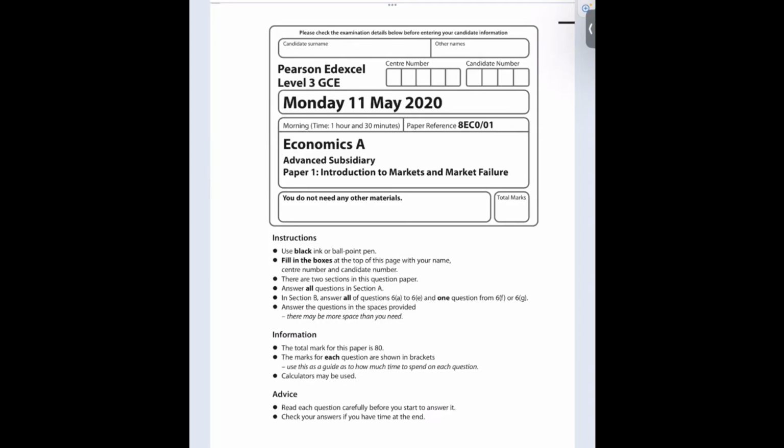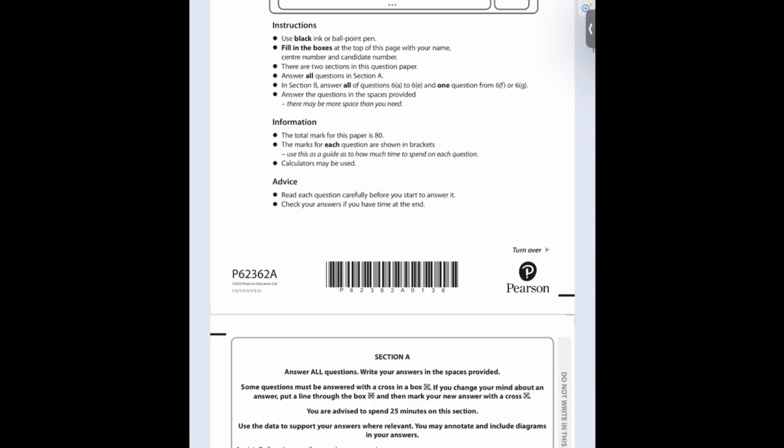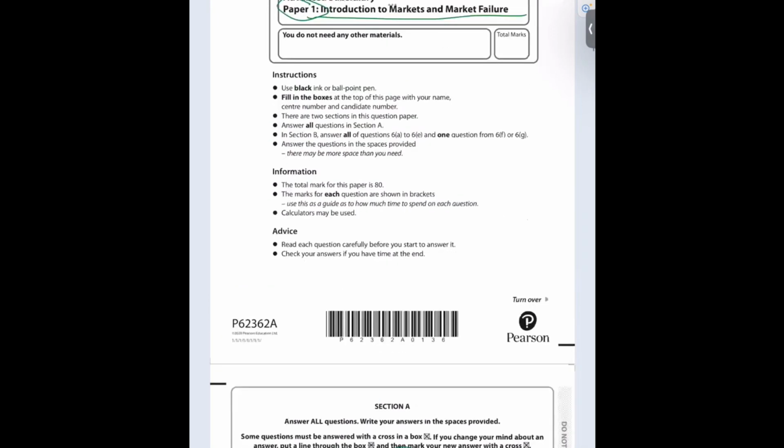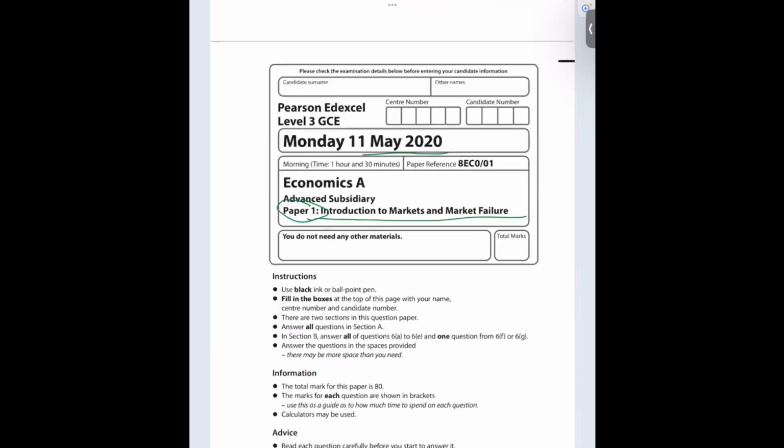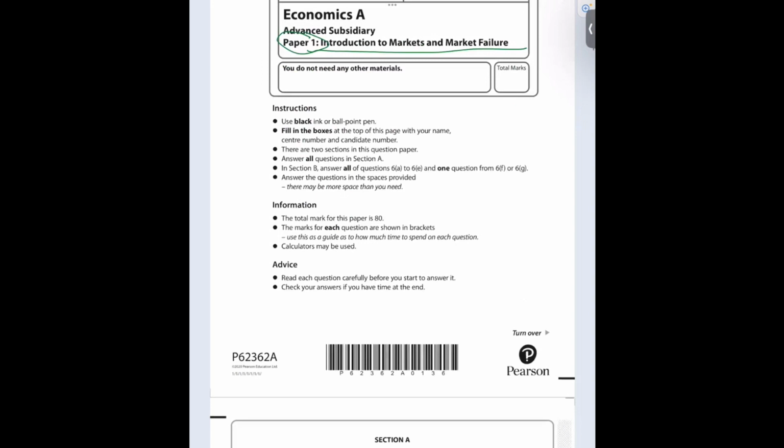Okay, so hello everyone. I'm going to go through another AS paper today. I'm specifically going to be looking at a micro paper. So paper 1, Introduction to Markets and Market Failure, 2020, section A. It's going to be, let's see what it says, 25 minutes, but hopefully it won't take all of that time. And I'm going to run through all the reasoning for how I answer the questions. And yeah, hopefully this will end up being very useful to you. And if you've got any questions, just pop them in the comments below and I will endeavor to get back to you. So let's get cracking.